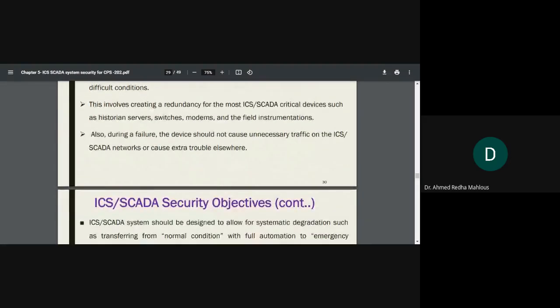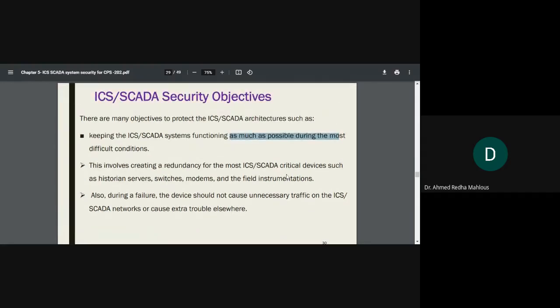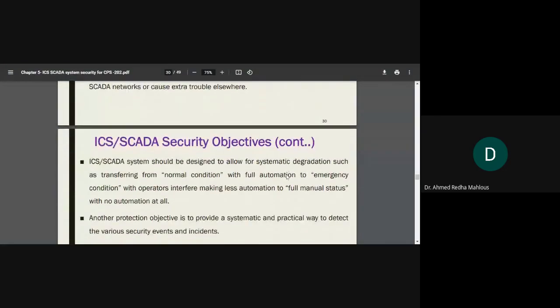Also, during a failure, when you have something failing or an attack, those devices should not cause unnecessary traffic on the ICS. That means you should not have extra information or extra messages running on the ICS SCADA system network, and that failure will not generate any unnecessary traffic, because it would create an overhead in the communication and slow down the process of the ICS SCADA system.